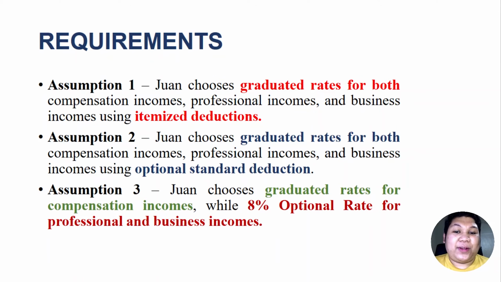And for assumption 3, Juan chooses graduated rates for his compensation incomes, while 8% optional rate for his professional and business incomes. So therefore, we will have 3 solutions in this problem. Each solution will answer these 3 assumptions. So we will compute the income tax due of Juan under each assumption. And we will begin with assumption 1.